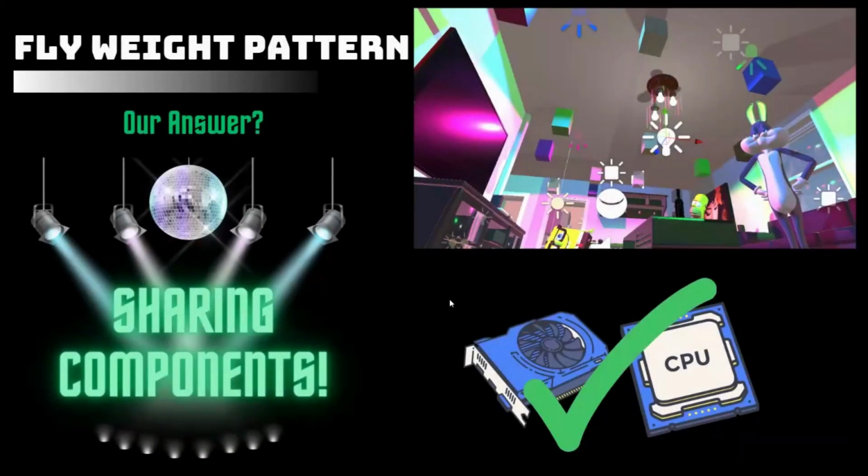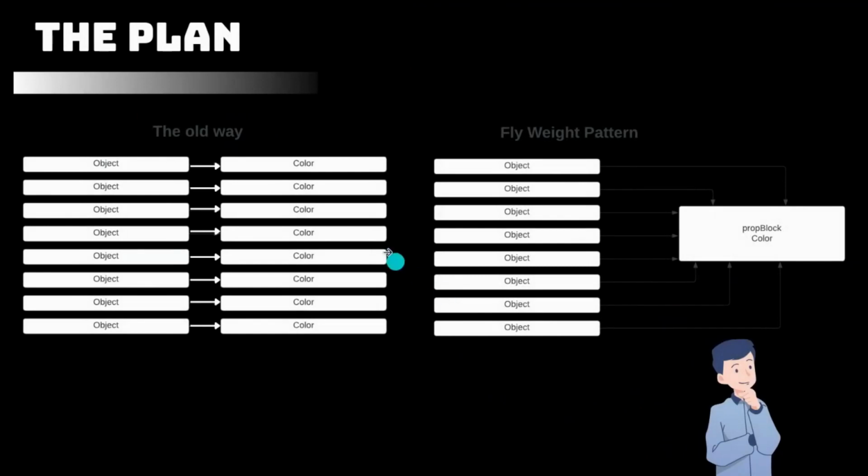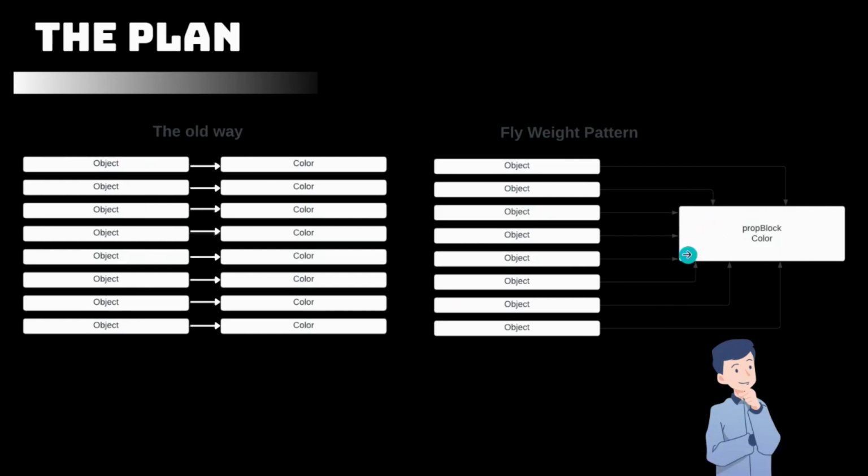And my answer to that problem was instead of just making a copy for each of the components, let's just share components. So what I did here and what the plan was, instead of applying a copy to each of the objects, we're instead going to make a prop block and share this prop block with all of the objects.